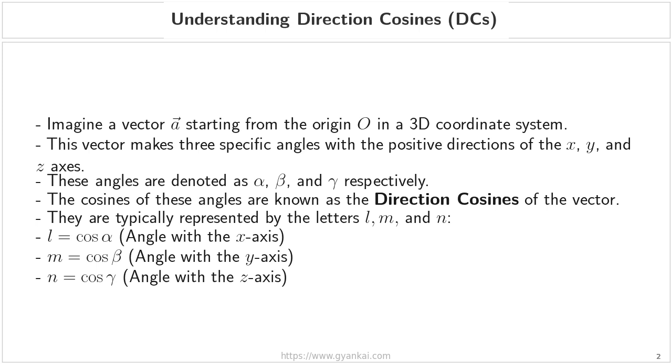In mathematical notation, to make our work easier later on, we typically represent these three cosines using the letters L, M, and N specifically. L equals the cosine of alpha, representing the angle with the x-axis. M equals the cosine of beta, for the angle with the y-axis. And N equals the cosine of gamma, for the angle with the z-axis. Keep these definitions in mind, because as we will see in the next slide, these values share a very special mathematical property.